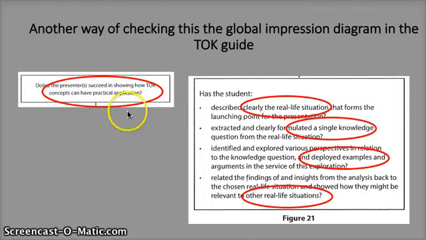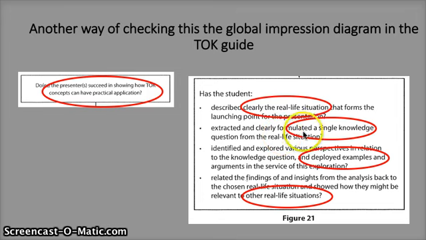But just before we have a really good in-depth look at those describe, state and explain, we'll just have a quick look at the global impression marking idea again. And the idea here is that you're showing how top concepts can have practical application. You've got a clear real-life situation.